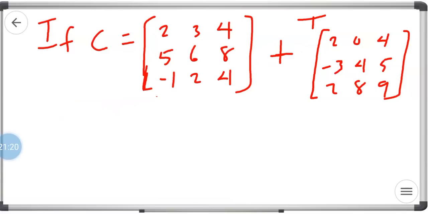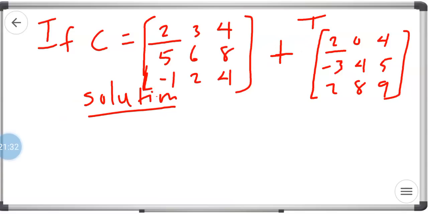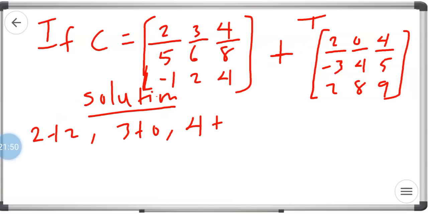Now let's add them together. So my solution here. Let me take the first one. That's A11. So here 2 plus 2, I put my comma here. And the next one here, that's 3 plus 0. Don't forget we are adding. I put my comma. The next one here is 4, so that's 4 plus the last one here, that's 4. That's A13. So we are through with that row.